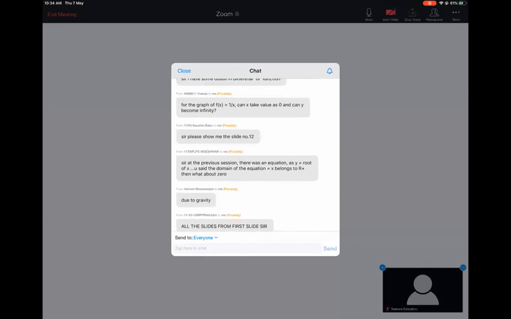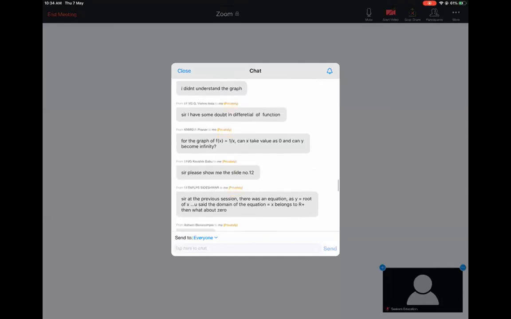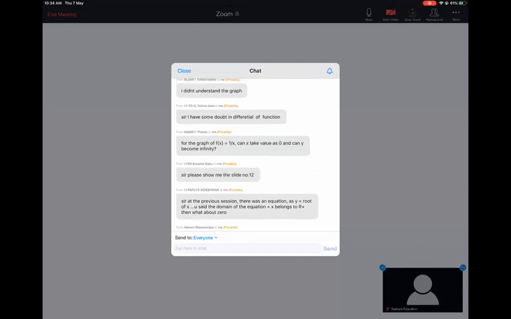There is an equation y is equal to root of x. You said the domain is x belongs to, what about 0? Yeah, 0 is included. So it will become R plus with 0. The way they write it, they don't write R plus, they write R minus R plus, so that 0 is also included. Can x take the value 0 and can y become infinity? x can't take the value 0 because we don't know what it is, but x can come to a very small number close to 0, like 0.00000 with a million zeros and a 1. Then y will become a large number.